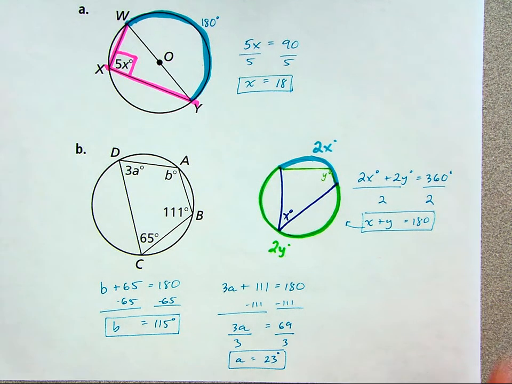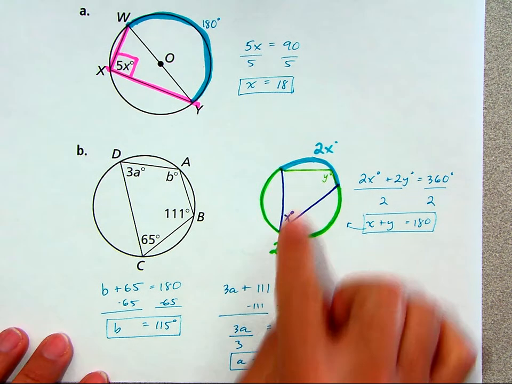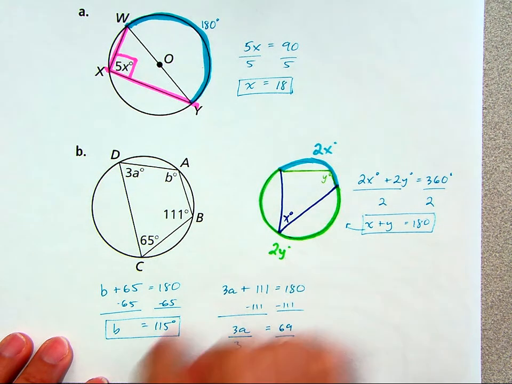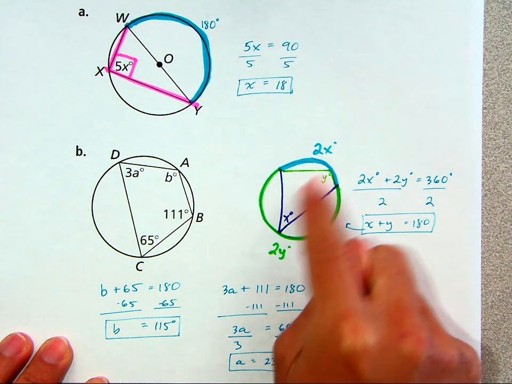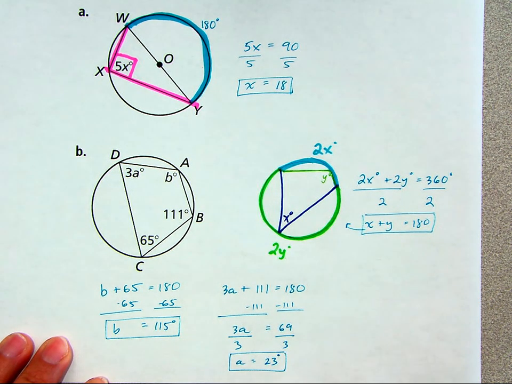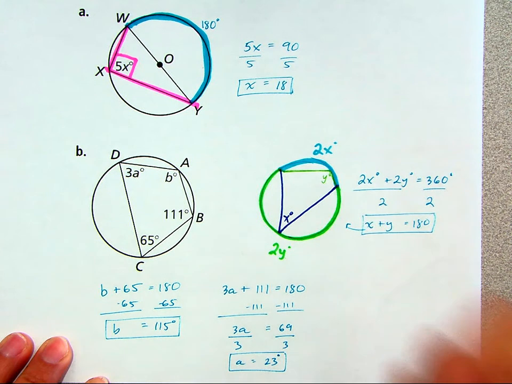So that's a cool little result. If you have a quadrilateral, a polygon, angles that are across from each other will add up to 180, and that's because their arcs, we know, would add up to 360.